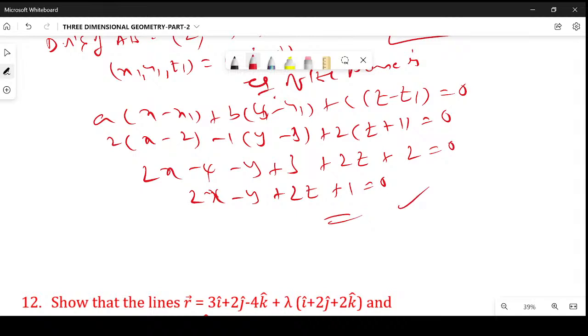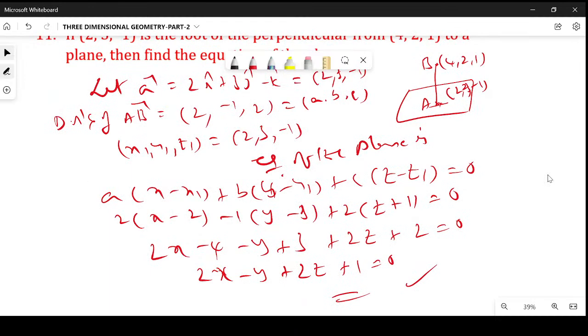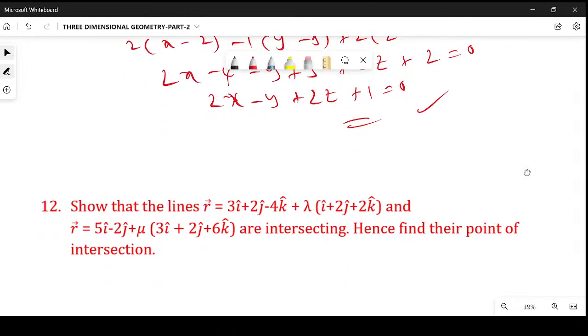So whenever they ask for the plane passing through a point A and perpendicular to the given normal, it will be a into x minus x1 plus b into y minus y1 plus c into z minus z1 equal to 0. Take a, b, c as the DRs of the normal, and substitute the point 2, 3, minus 1, then we get the equation of the plane. Simple one, but important concept.